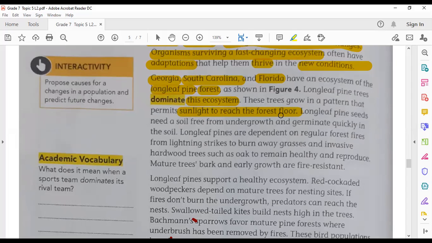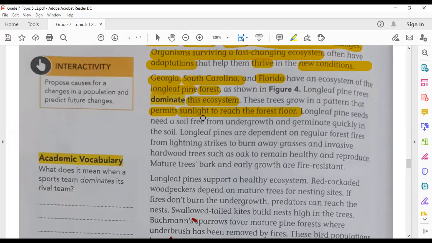And as you know, sunlight is very important for the growth of all plants, because without sunlight, plants that live at the floor of the forest can't make photosynthesis. So these trees, again, grow in a pattern that permits the sunlight to reach the forest floor.